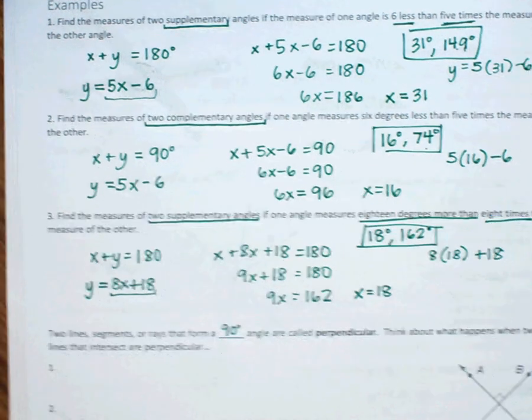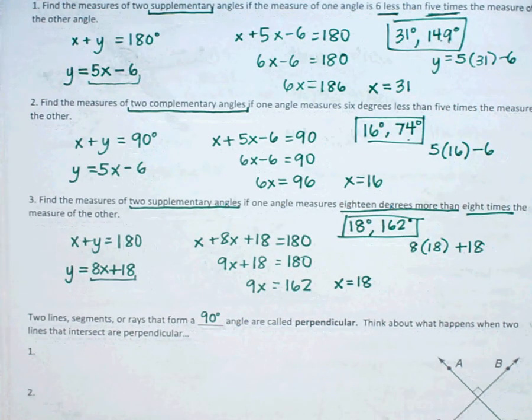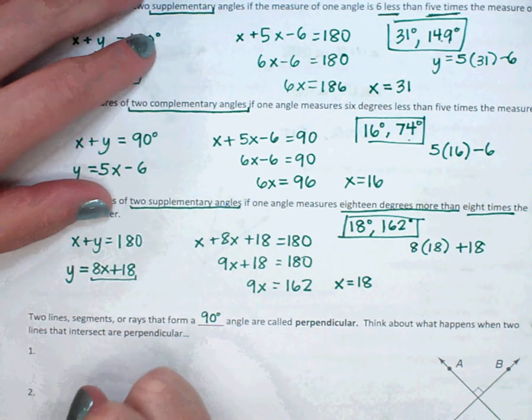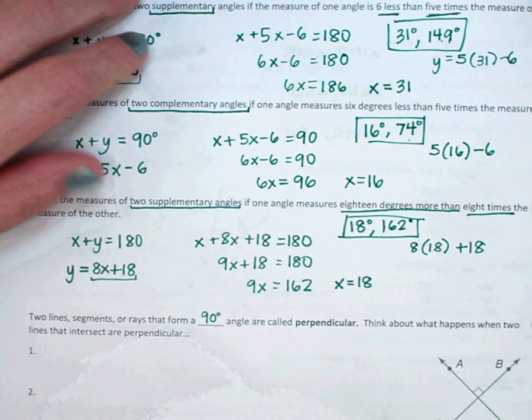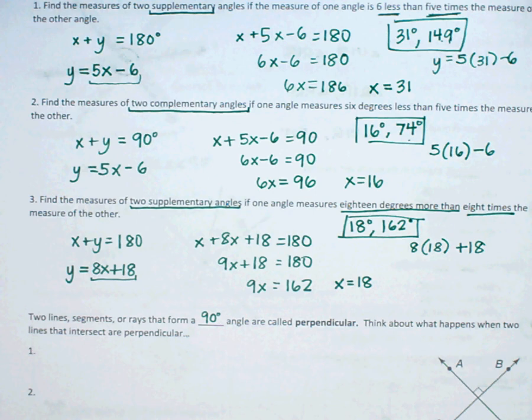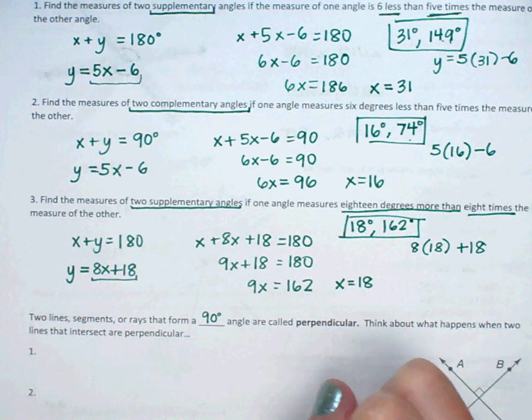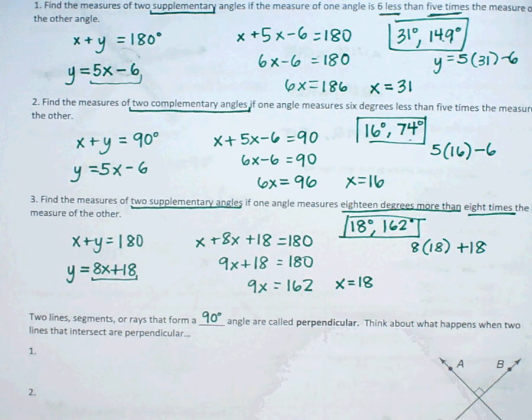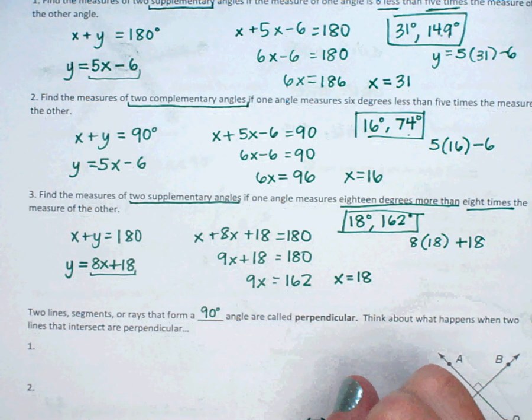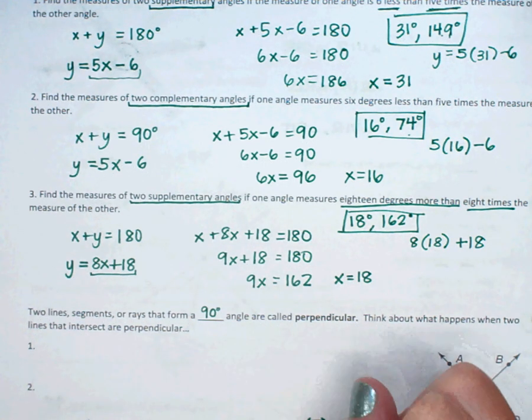Now, two line segments or lines or rays that form a right angle or a 90-degree angle, those are called perpendicular. We use this upside down T to say that two things are perpendicular. So in this picture here, we've got line AD, or line segment AD, whichever you want, is perpendicular to line BC.